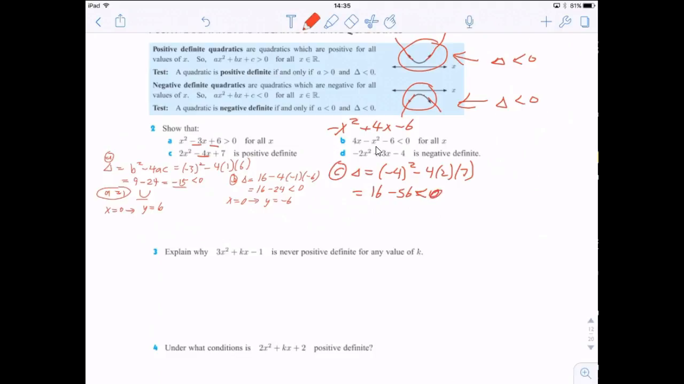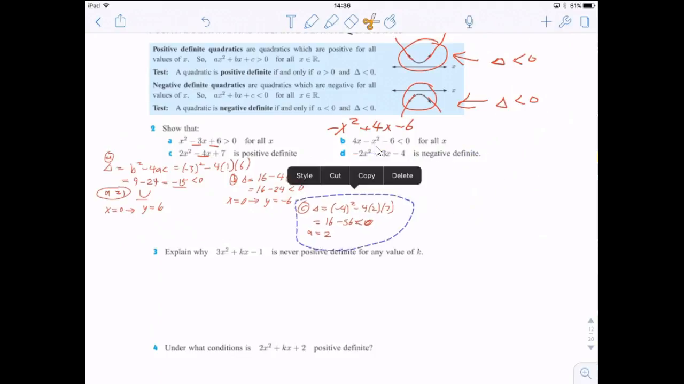And then we're going to show it's positive definite by either saying, hey, look, the a value is positive, it opens up, so it's positive definite. The other way is you could put in x equals 0 and show that one of the points is above the x-axis. And so all the points have to be above the x-axis. Okay. Let's see, we'll put C down here.